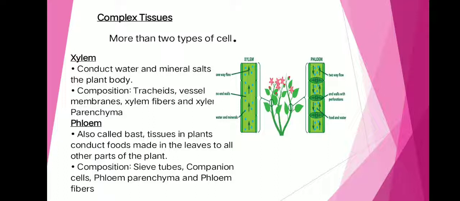So xylem transports water from roots to stem and leaves, but it also transports nutrients. Phloem, also called bast tissue in plants, conducts foods made in leaves to all other parts of plants. Composition: sieve tubes, companion cells, phloem parenchyma, and phloem fibers. So phloem is one of the two tissues that make up the plant's long-distance transport system.